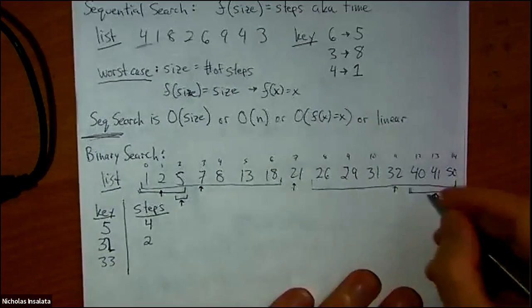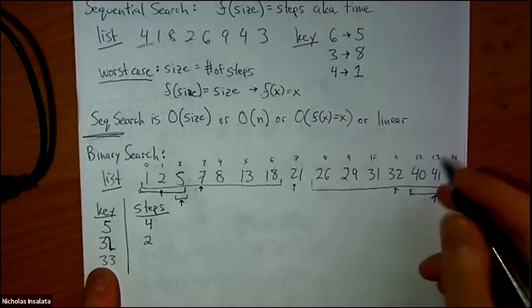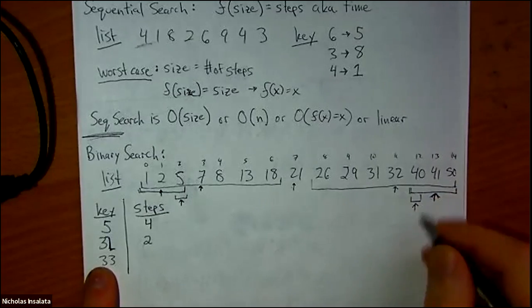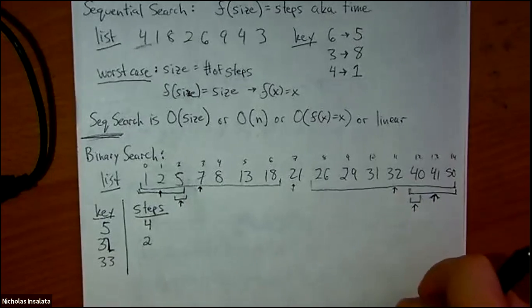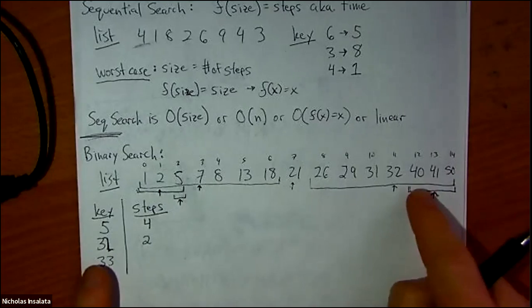Okay, we compare 40 because 41 is bigger than 33. So we eliminate these two. 40 is the only one left. We compare it and it doesn't match. So we're done, right? And we say, oh, well, we can't find it. How many steps did it take to not find it?